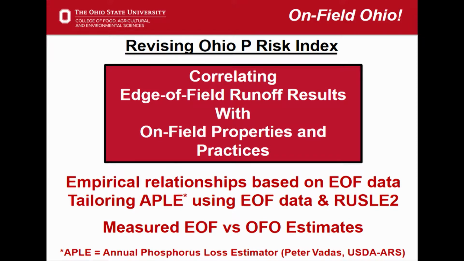We've used a combination of some empirical relationships between our edge of field data and what we see coming off. And we've also done quite a bit of work tailoring the APLE model, which is the Annual Phosphorus Loss Estimator, for Ohio conditions. So we've calibrated that using our edge of field data and also integrating the erosion program, RUSLE2, into the APLE.